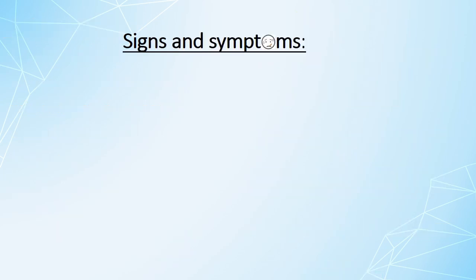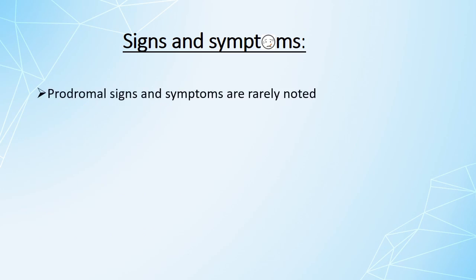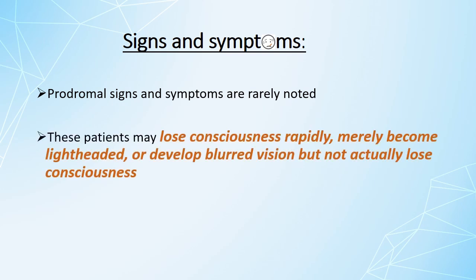Then coming to the signs and symptoms, the prodromal signs and symptoms are rarely noted. This is in contrast with that of vasodepressor syncope, where we had prodromal signs and symptoms. These patients may lose consciousness rapidly. They may merely become lightheaded or develop blurred vision, but not actually lose consciousness.